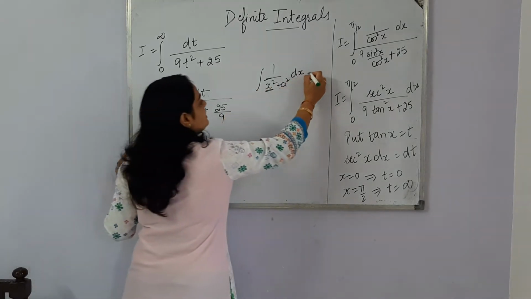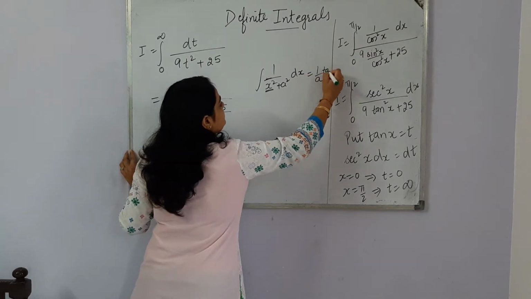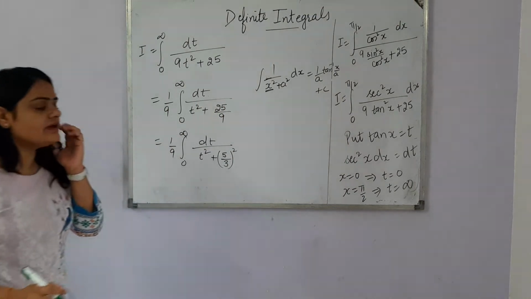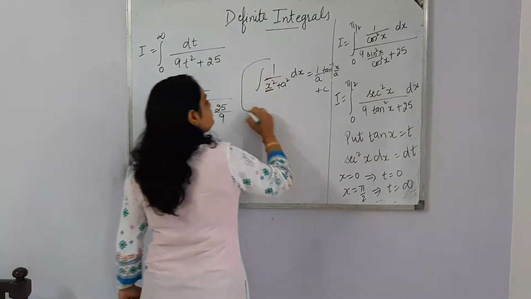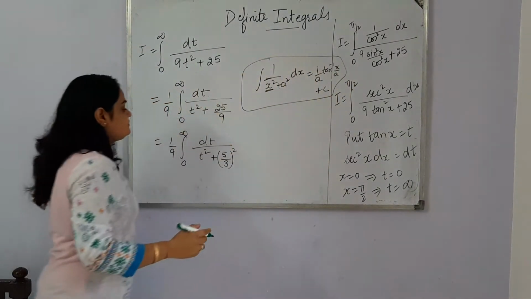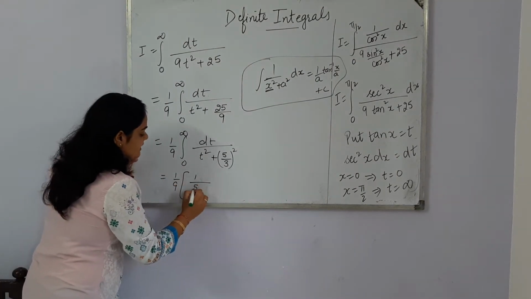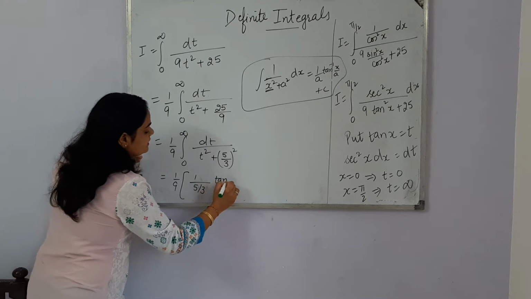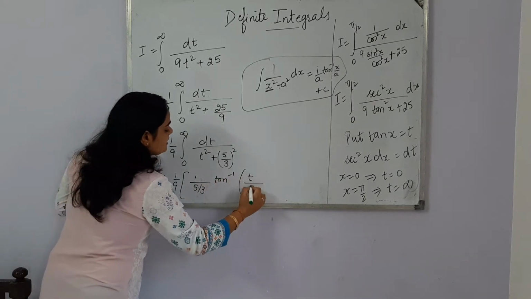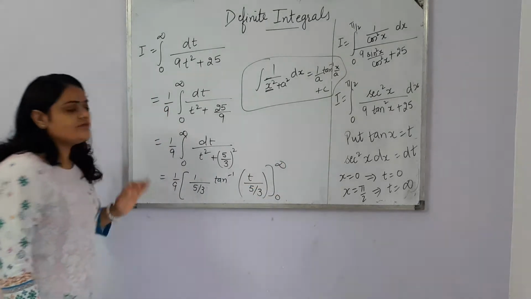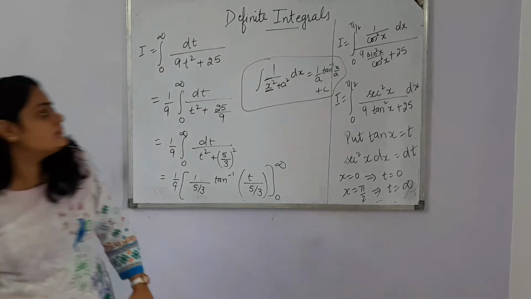And of course its formula is 1 by a tan inverse x by a plus c. So I am applying this formula here. 1 by a is 5 by 3 into tan inverse t by a, and the limits are 0 to infinity. Now we need to substitute the limits.